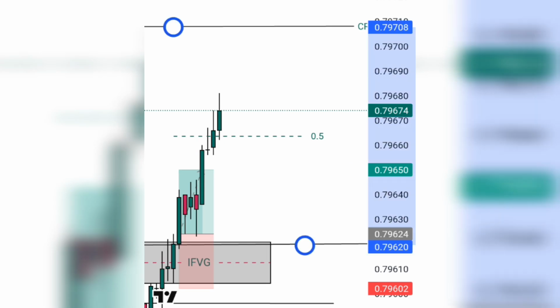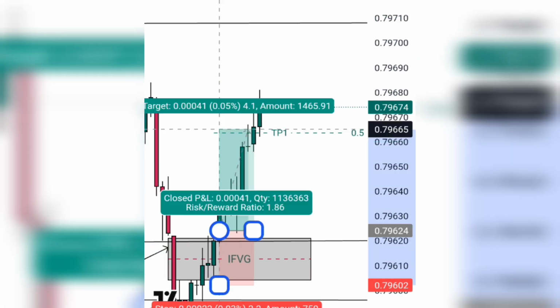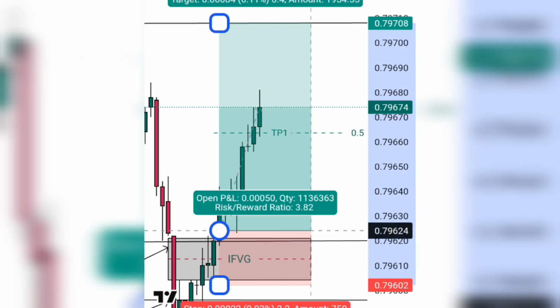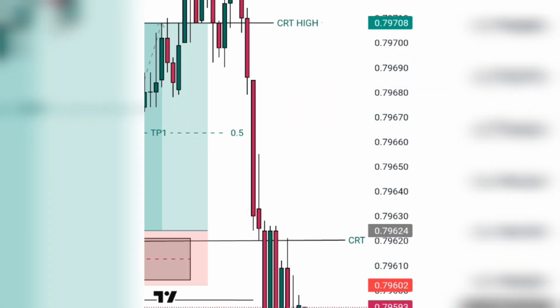Of course, as you all know, we always target TP1 at the middle of the CRT candle, and then the full TP at the opposite side of the CRT. So that is the CRT high, and that's how we hit the TP.